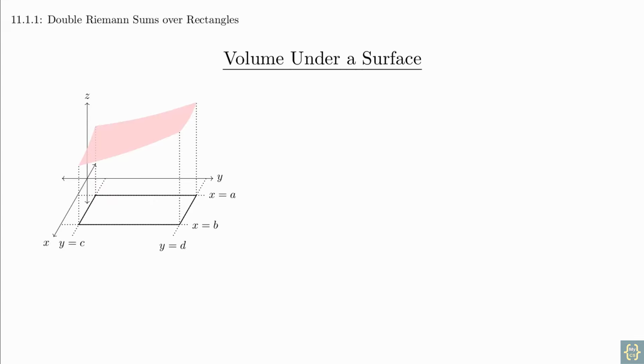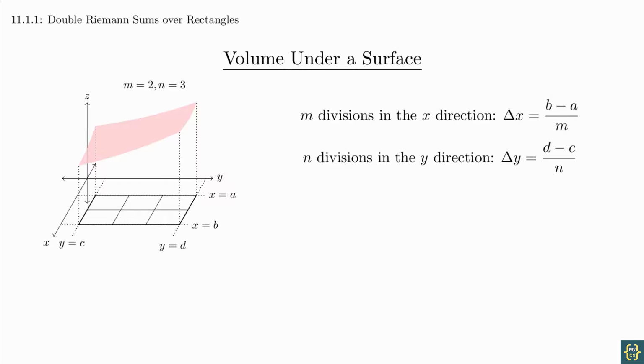In order for us to make a partition, we need to decide on the number of pieces we want to make in both directions. We'll use m in the x direction and n for the y direction. This makes a total of m times n subrectangles. This also means that the length in the x direction is delta x equals (b minus a) over m, and the length in the y direction is delta y equals (d minus c) over n. We can also see that the area of each rectangle is delta A, which is equal to delta x times delta y. Above each of these subrectangles there's a surface.